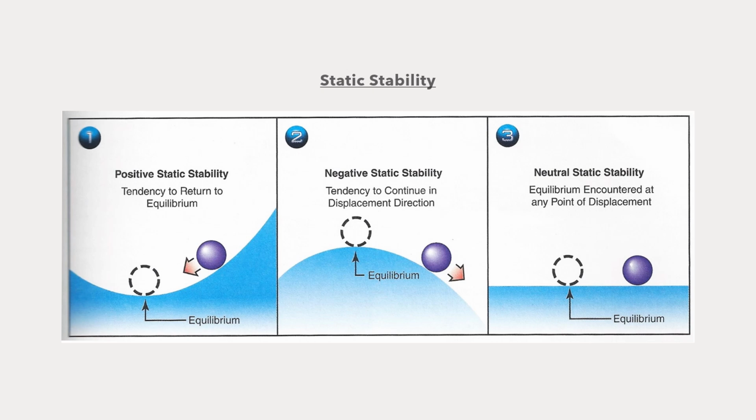Neutral static stability is just where there's no tendency either way. The ball gets displaced a little bit away from its equilibrium point. It's actually in another equilibrium point. It doesn't move back and forth.